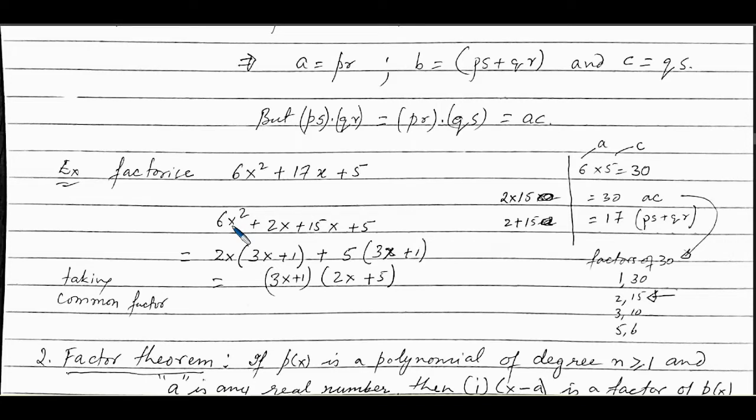Just go through it if you are not understanding, or freeze it and try to see it. So this 2x is common. 2x into 3x is 6x square. 2x is here, 5 is common, 3x. Now 3x plus 1 is common, so I write 3x plus 1 and 2x plus 5 here. So this is how you do the factorization by splitting the middle term.